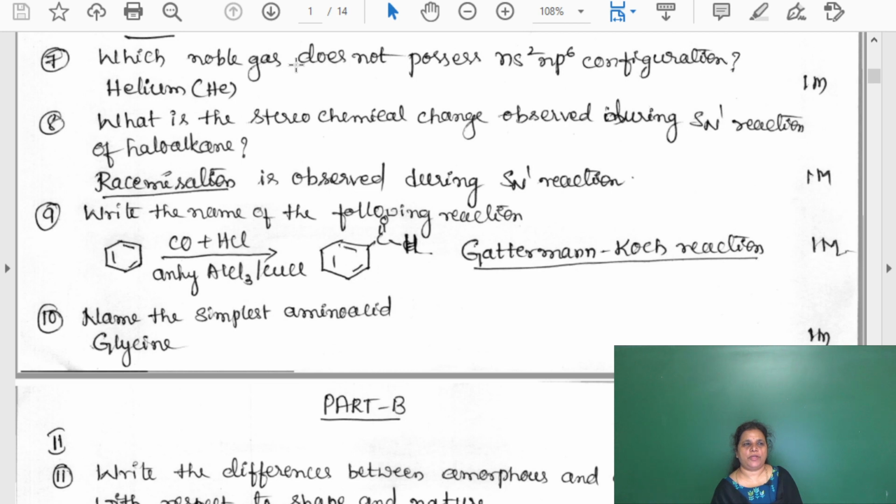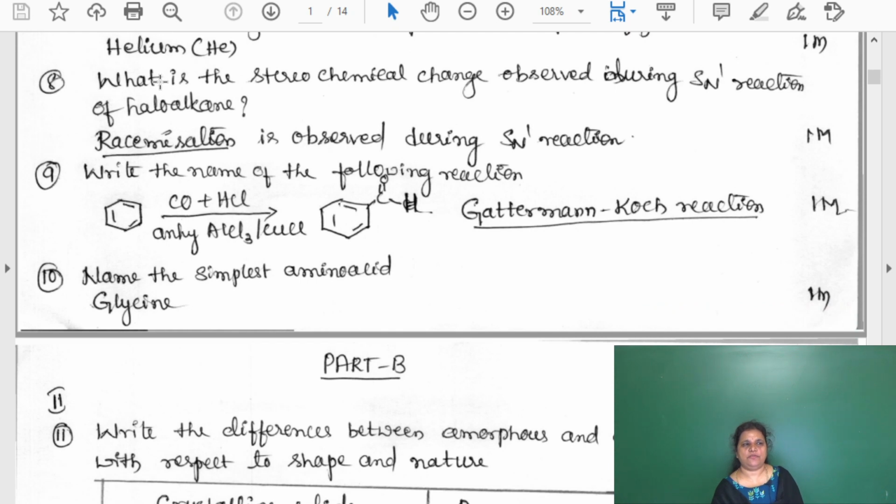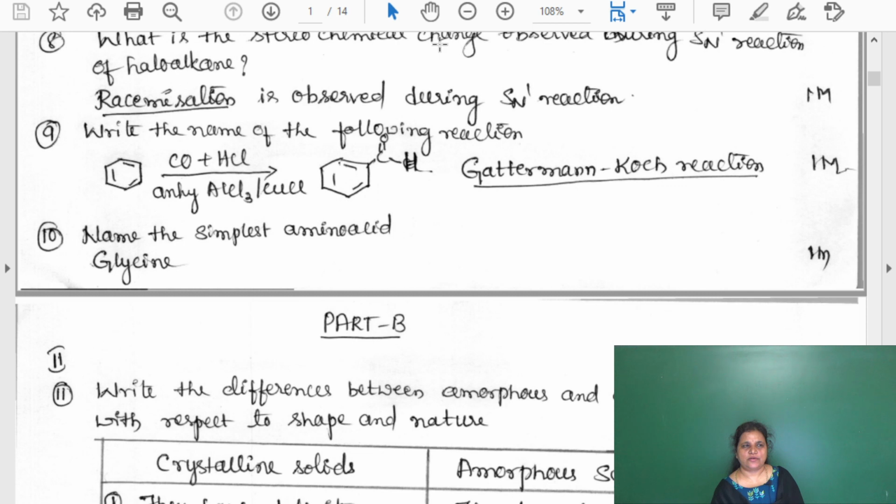Next one is, which noble gas does not possess ns2np6 configuration? It is helium. You can even write the symbol. Now what is the next question, eighth question. What is the stereochemical change observed during SN1 reaction of haloalkane? So during SN1 reaction, the stereochemical change is racemization. You need to write racemization, or you can write it results in the formation of racemic mixture. That also you can write. This is for SN1 reaction. For SN2 reaction, it is inversion in configuration.